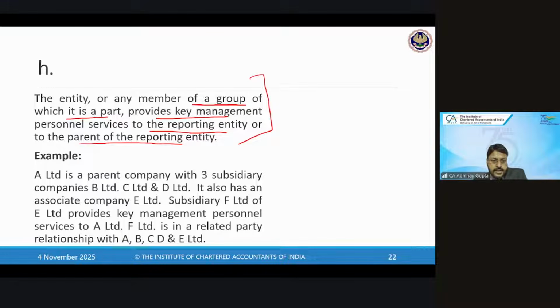A Limited is a parent company with three subsidiaries: company B, company C, and company D. So A Limited has three subsidiaries, B, C, and D. It also has an associate E.